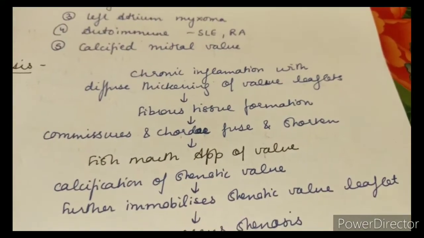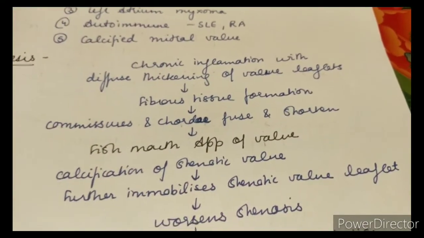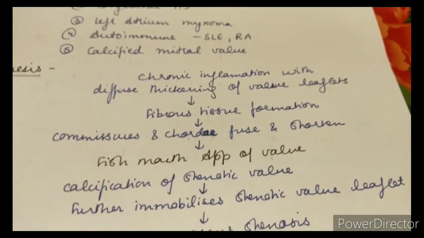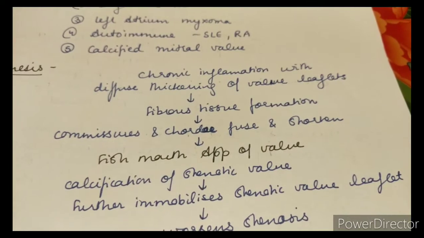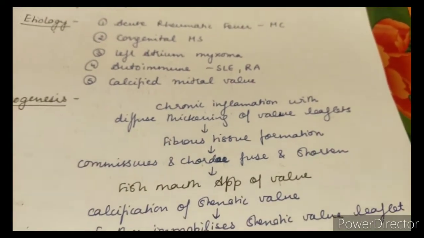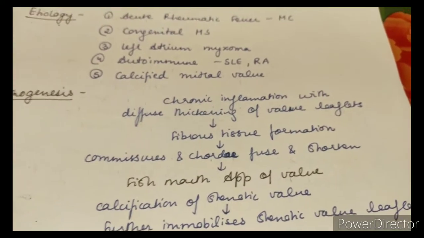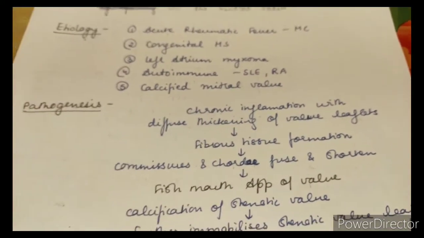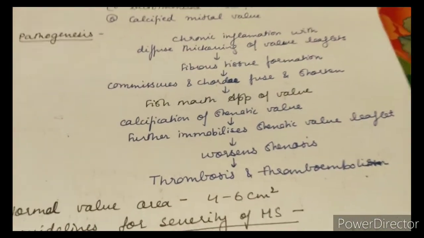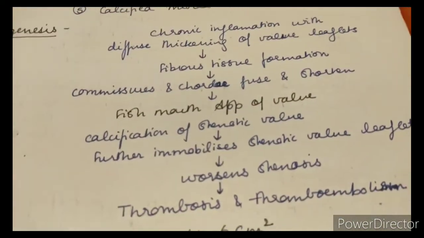Now this fibrous tissue forms contractures. The commissures and chordae fuse and shorten, and when they fuse and shorten, they lead to the appearance known as fish mouth appearance. You can see the fish mouth, it is very narrow and it seems like it is being contracted from all the other sides. So this fish mouth appearance of the valve is a very important finding.